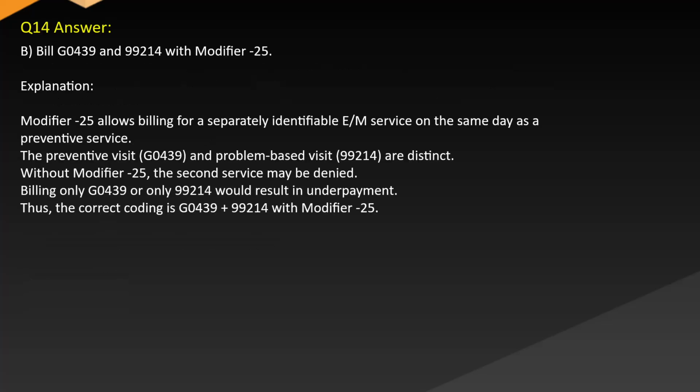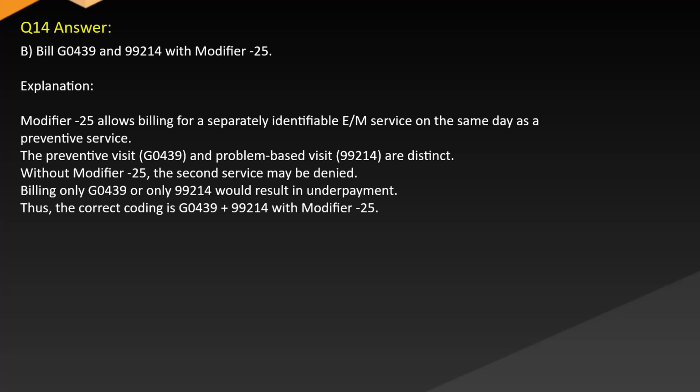Answer: B. Bill E/M 99214 with modifier -25. Explanation: Modifier -25 allows billing for a separately identifiable E/M service on the same day as a preventive service. The preventive visit and the problem-based visit 99214 are distinct without modifier -25.